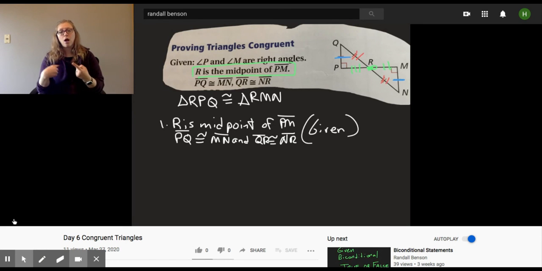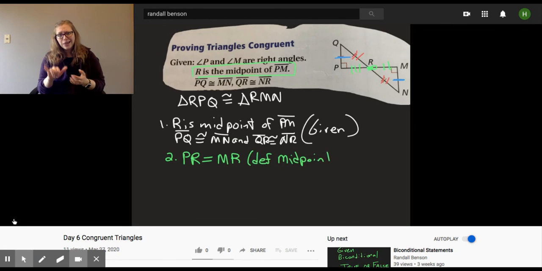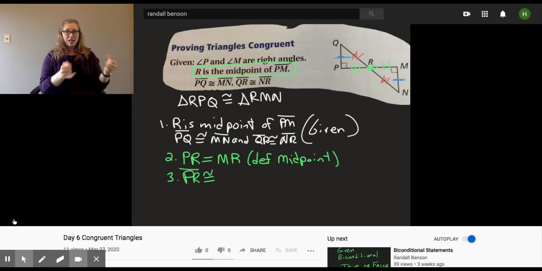So all we need to do is take the midpoint information and explain why the PR has to be congruent to MR. So the fact that R is the midpoint of PM, we can conclude that PR, the distance, is equal to MR. That's the definition of a midpoint. That's what midpoint means. And if the distances are the same, then I know that these segments are congruent, because that's what congruent segments are. They're segments that have the same length. So this is definition of congruence.